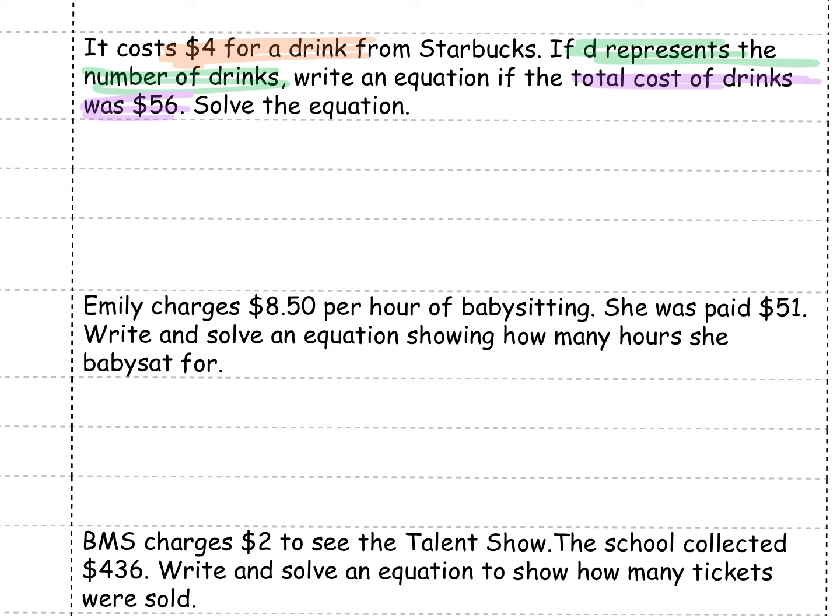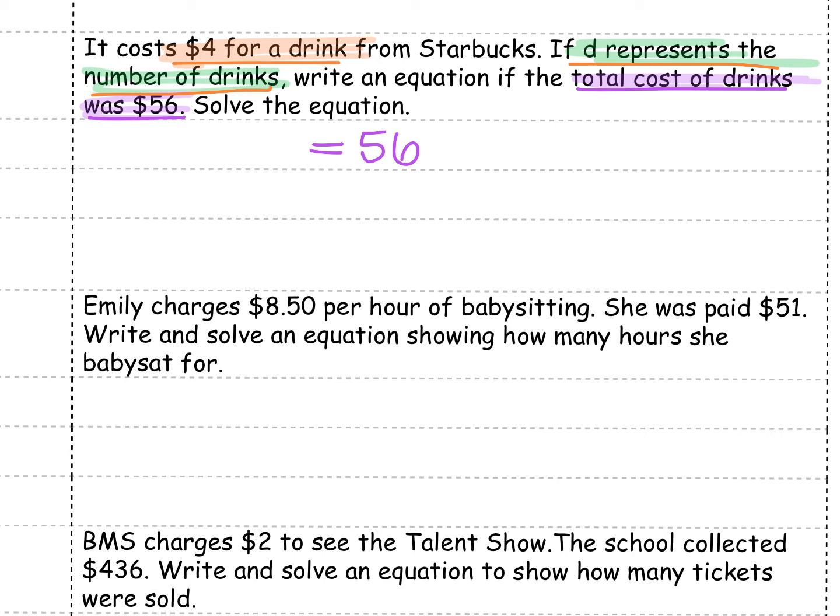So when we think about writing an equation for this problem, I always like to start with, I know I'm going to have an equal sign. So if I know I have an equal sign, I like to think about what this is equaling. And I see I have total cost was 56. So I know my equation is going to have to equal how much I spent, which was $56. The other information I'm given is $4 a drink, and D is how many drinks I get. I don't know how many drinks I'm going to be buying though.